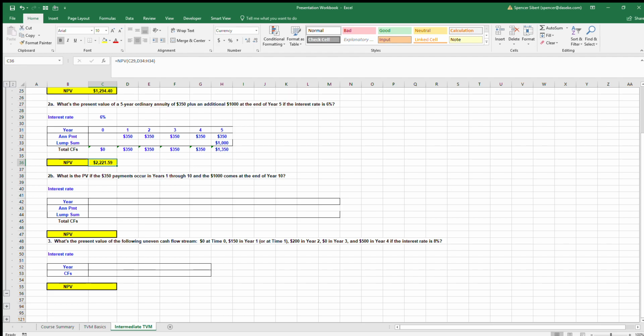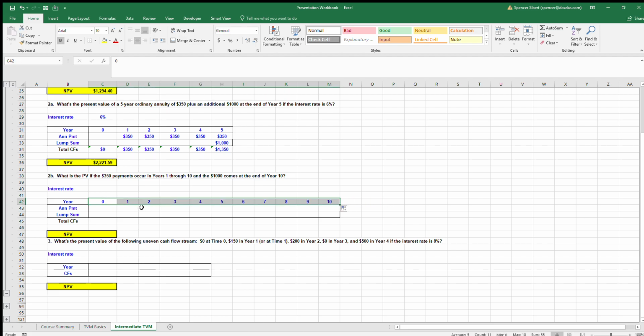Alright, 2B. What is the present value of the payments here? How is this different from the last question? The $350 payments occur in years 1 through 10. I guess it's the same question, it's just going out longer. Yes, it's the exact same question, except it's going out for 10 years instead of 5, which is what we had last question.